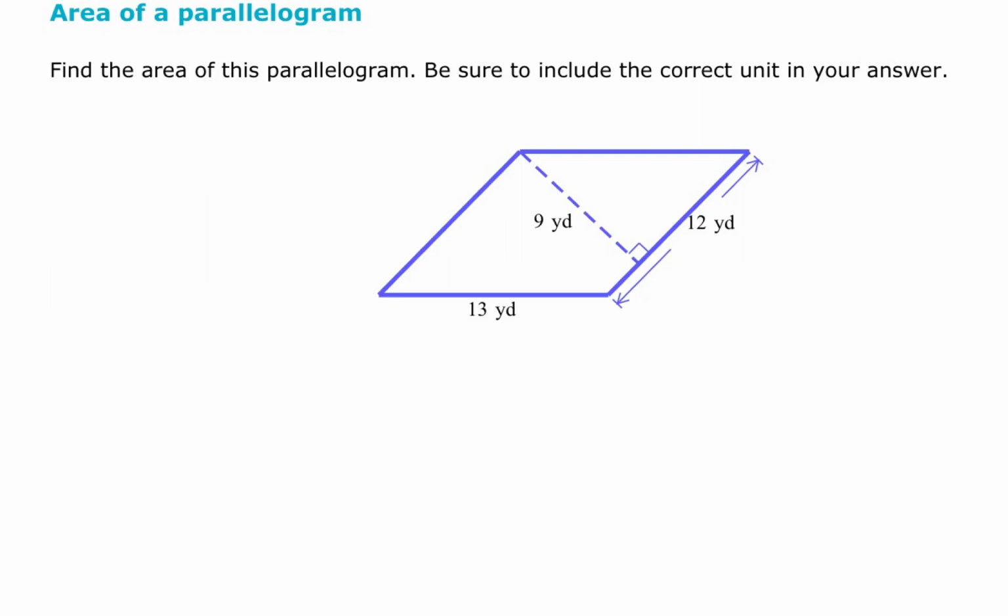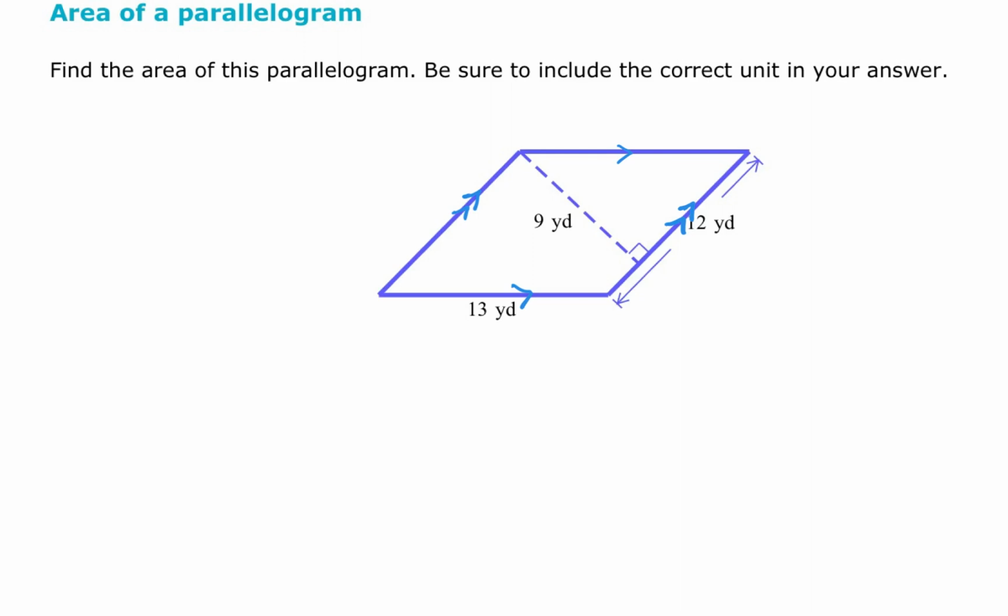This topic is finding the area of a parallelogram. Remember that parallelograms by definition have four sides, and opposite sides are parallel. And that's what these symbols here mean. The two symbols mean that those two sides are parallel, and the one little arrow means that those two sides are parallel.